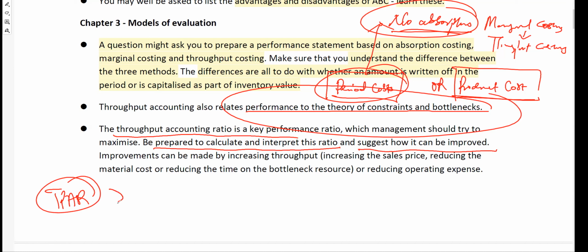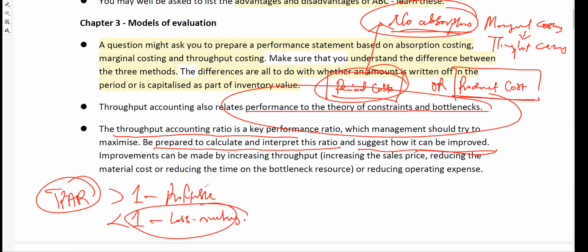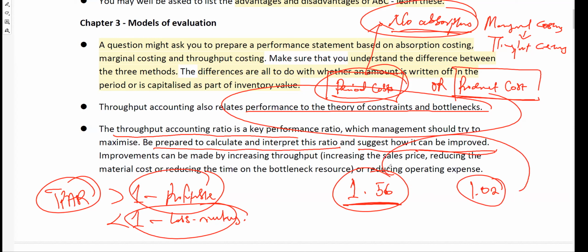So if the throughput accounting ratio is greater than 1, we say the product is profitable, right? If it is less than 1, we say the product is what? Loss-making. Does it make sense? So, okay, assuming this one was less than 1, how can you improve it? Assuming it was even greater than 1, but the highest product had, let's say, 1.56. Let's say your competitor's product had this after giving you information, and you also had 1.02. How can you improve this to bypass the competitor? It's still performance appraisal, right? So you must have some methodologies to try and control how profitable this product may be. And being profitable, you know, profit is what? Sales minus cost, right? So how would we increase profit?